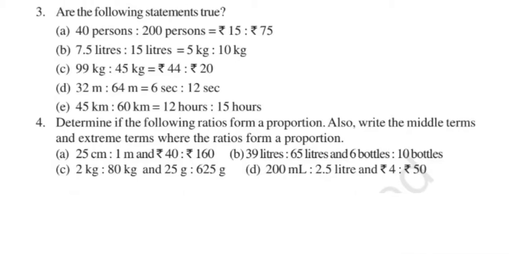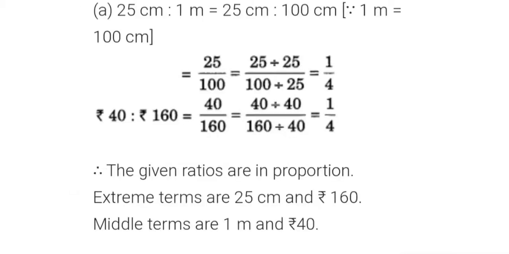So number A, 25 centimeter ratio 1 meter and rupees 40 ratio rupees 160. 25 centimeter and this is given 1 meter. So this 1 meter we will convert into centimeter, so it will come 100 centimeter. So 25/100, when we solve, it will come 1/4. Now rupees 40 to rupees 160. So 40/160, both are divisible by 40, so it will come 1/4. So the given ratios are in proportion.